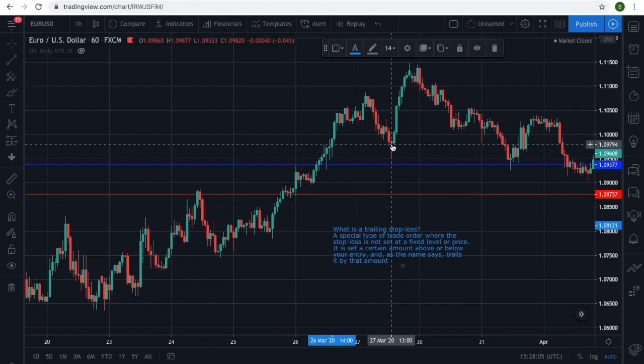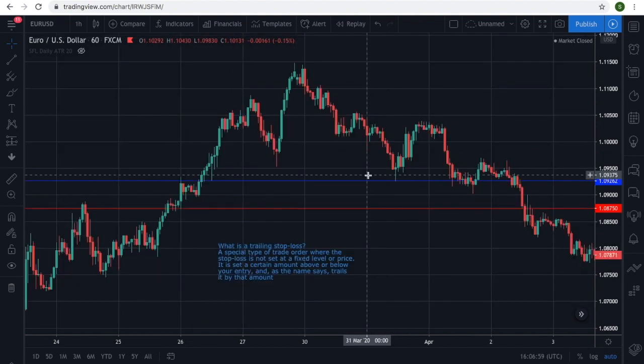Placing stop losses and knowing where to place them so you're not taking out on the market too quickly or you're not leaving money on the table, it can really be the difference between a consistently profitable trader or a consistent losing trader. So let's take a look at a trailing stop loss strategy then.